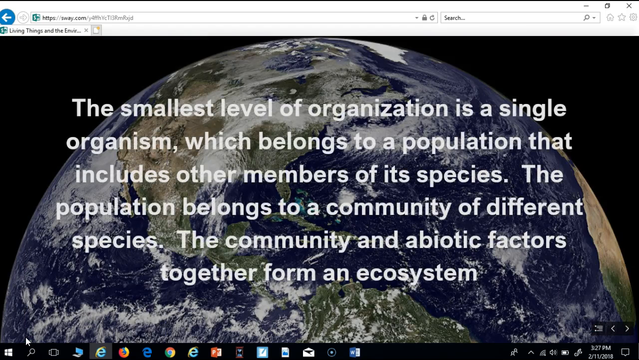And the smallest level of organization is a single organism, which belongs to a population that includes other members of its species. And that population belongs to a community of different species. And the community plus its abiotic factors together form an ecosystem.